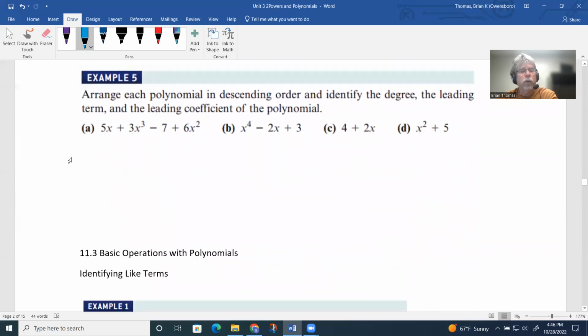So another thing that's important to do with polynomials is make sure the polynomial is going from largest exponent to smallest exponent. When we do this, this is going to create what we call the leading coefficient, and that's going to be kind of nice for us.